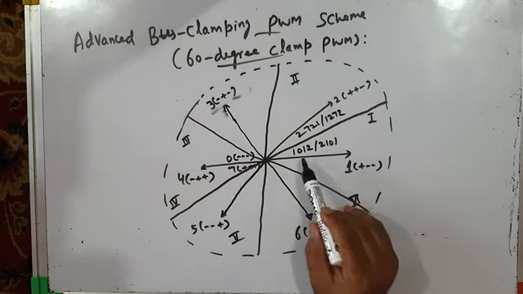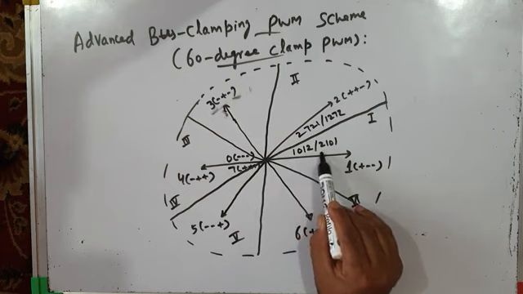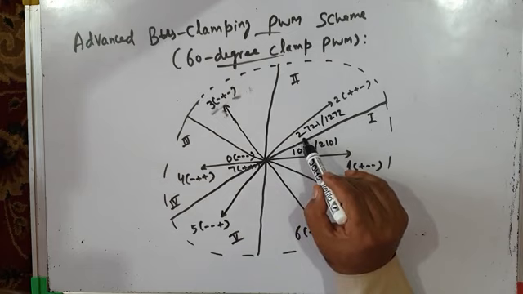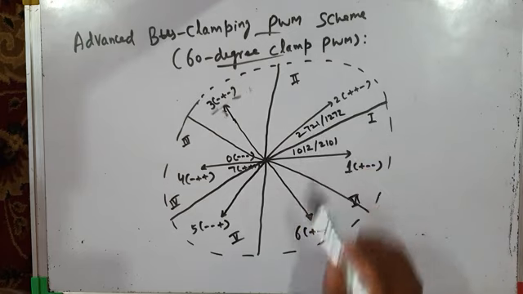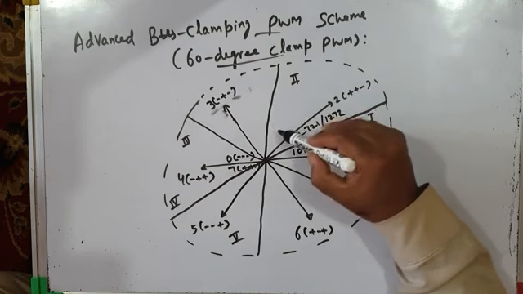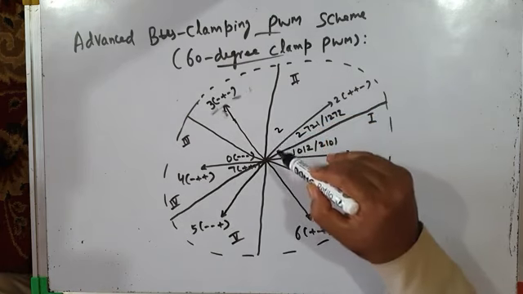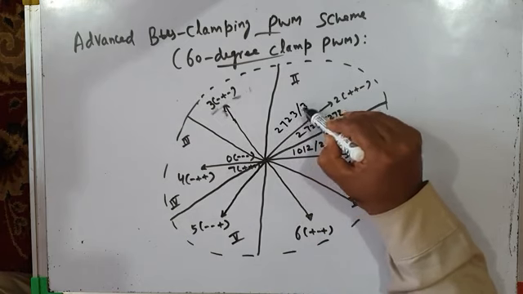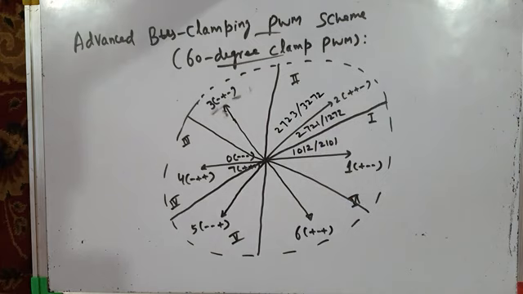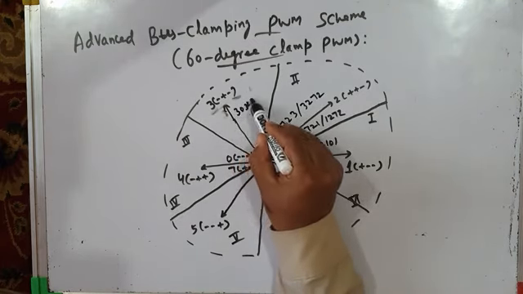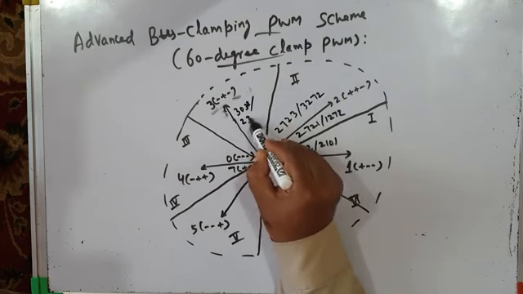So in sector 1 we first apply advanced bus clamping sequence 1 0 1 2, 2 1 0 1, and for the next 30 degree interval, we apply advanced bus clamping sequence 2 7 2 1, 1 2 7 2. Okay, then we move from sector 1 to sector 2. We have to start with 2. So it will be 2 7 2 3, 3 2 7 2. For next 30 degrees, it will be 3 0 3 2, 2 3 0 3.